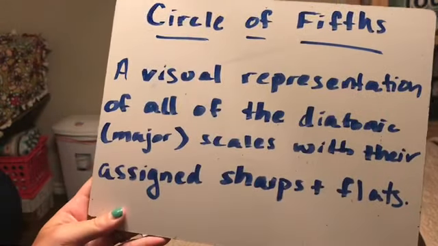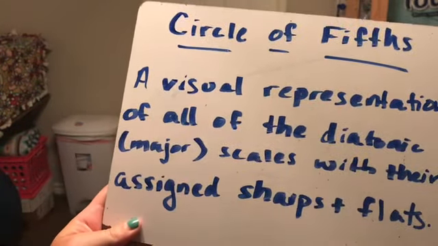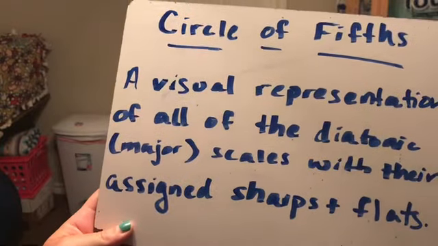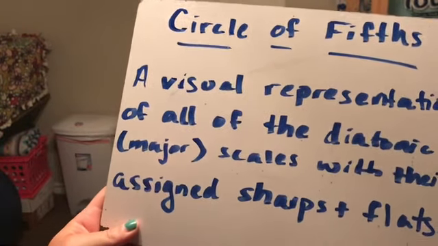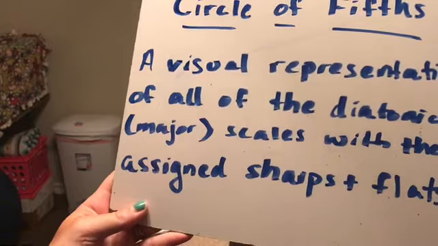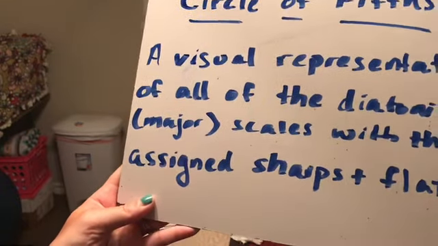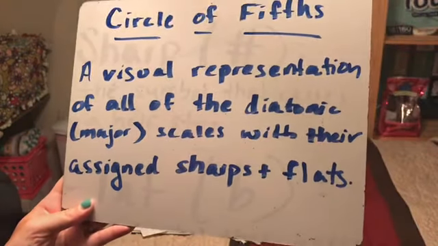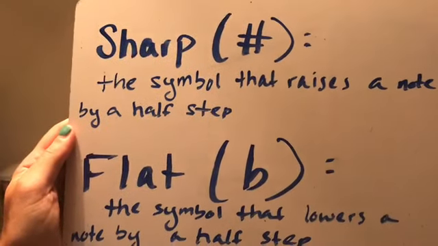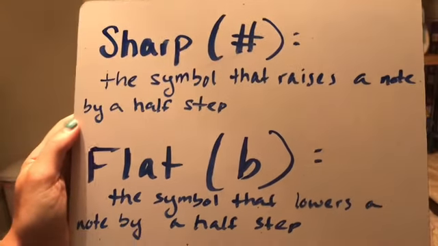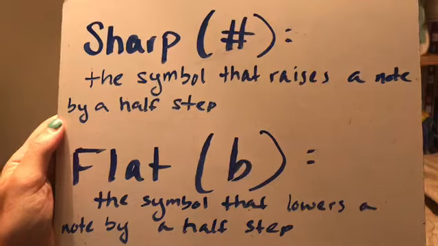Today we are going to be learning about and creating our own circle of fifths. What is a circle of fifths? It is a visual representation of all of the diatonic, otherwise known as major scales, with their assigned sharps and flats.